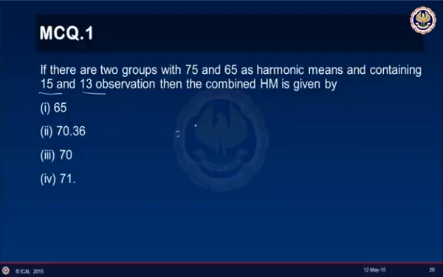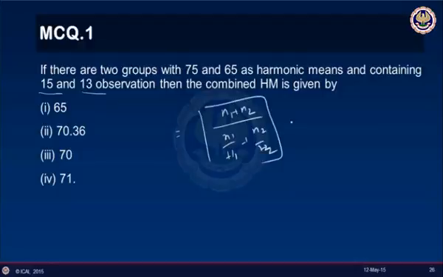Already we know the formula for the combined harmonic mean: suppose there are two groups, it is (n1 plus n2) by (n1 by h1 plus n2 by h2). This we have already discussed earlier. So here the data: 15 and 13 are n1 and n2, and these are h1 and h2.